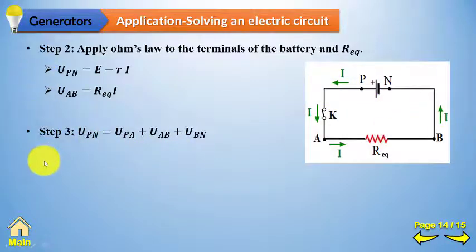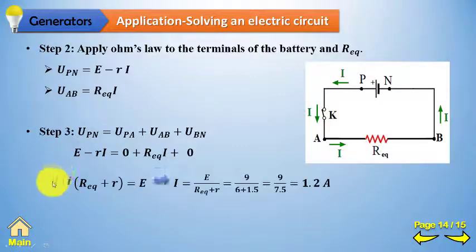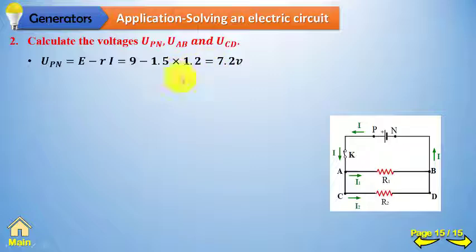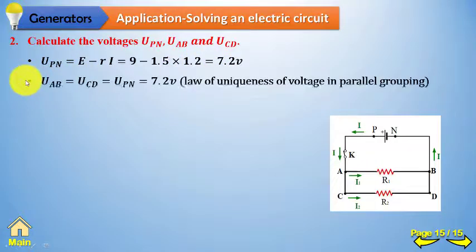Replace the following by the previous equation. This gives you E minus rI is equal to R equivalent I. Gathering I at one side gives you I into R equivalent plus r is equal to E, which implies that I is equal to E divided by R equivalent plus r, which gives you 1.2 ampere. Now, after calculating the intensity of the main current traversing the circuit, you are asked to calculate the voltages UPN, UAB, and UCD. You will simply replace the main current by its value to calculate the voltage across the dry cell, and you need to apply the law of uniqueness of voltage in parallel grouping, which gives you UAB is equal to UCD is equal to UPN is equal to 7.2 volt.